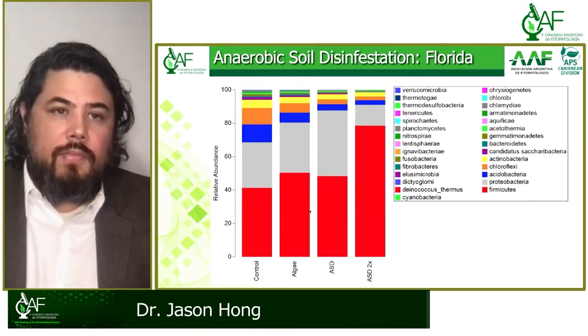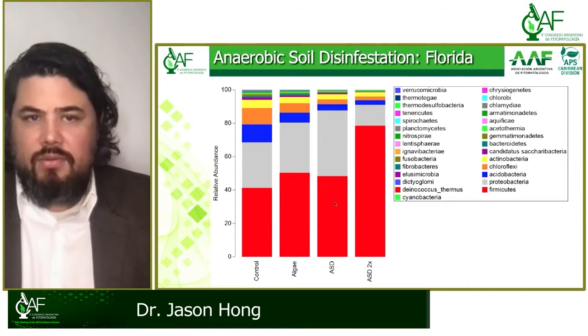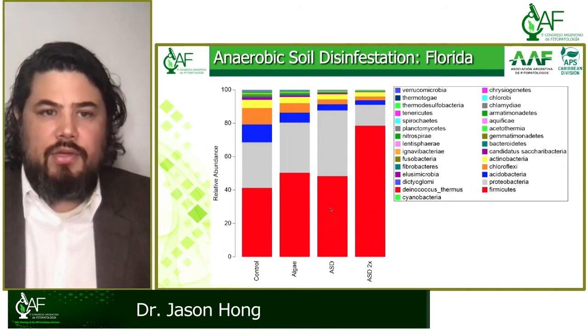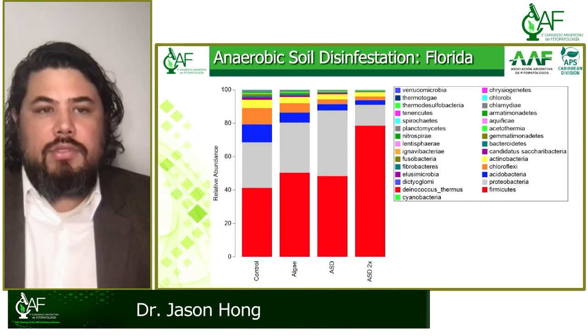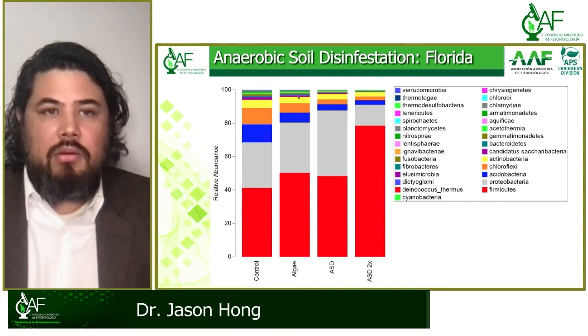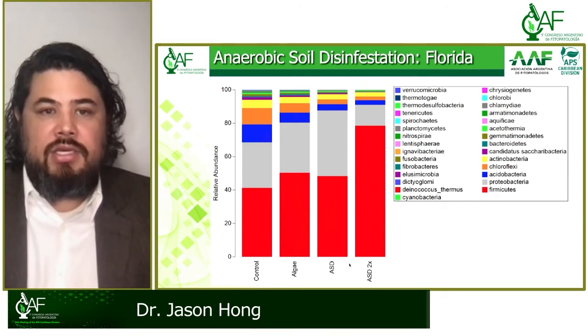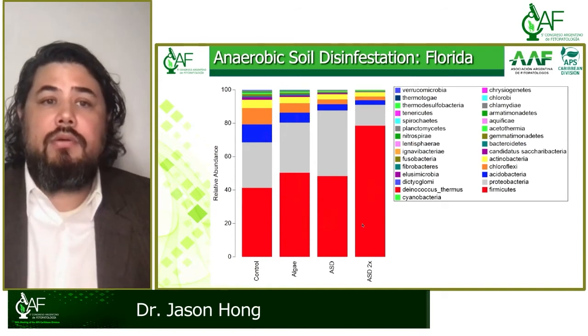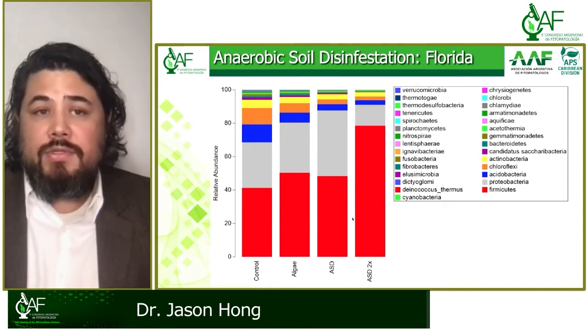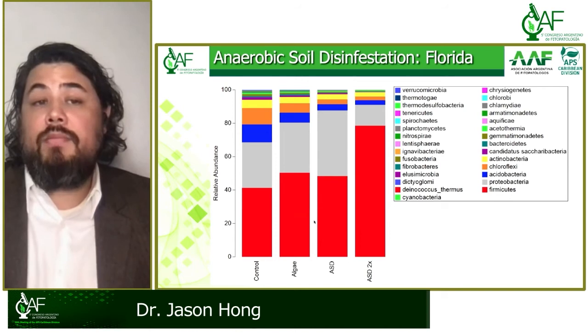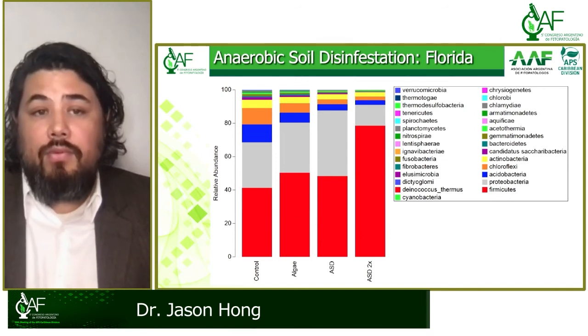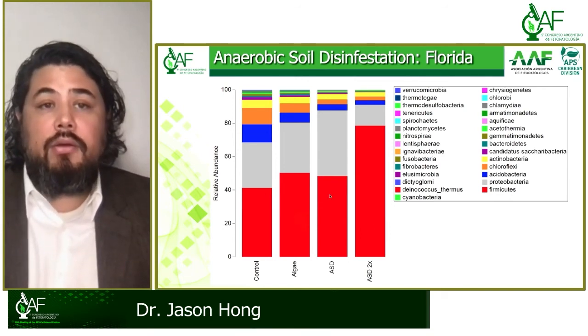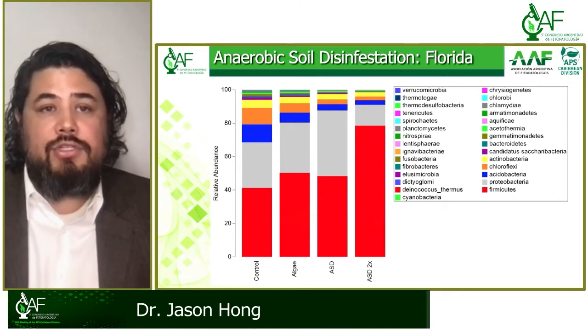In this study, we used high throughput sequencing to look at the different bacterial populations. Here's our control. This is algae, our ASD, and then 2 times the amount of molasses. And we wanted to see how that affected the bacterial populations. This is post-treatment, so this is 3 weeks after applying the soil amendments. And for all 3 of them, the firmicutes is very high. However, depending on the carbon source used, it depended on the ratios of the bacteria.